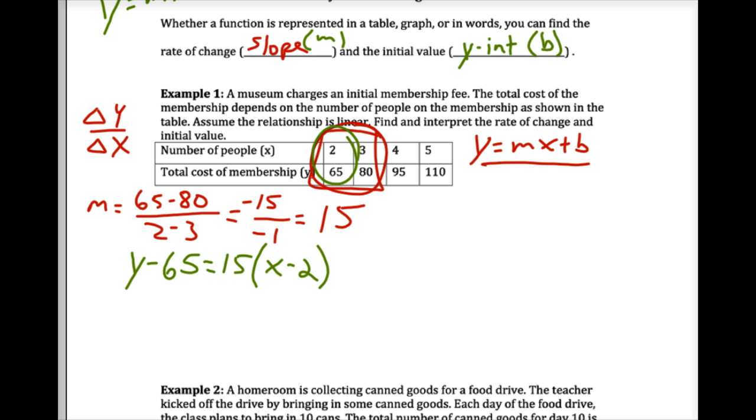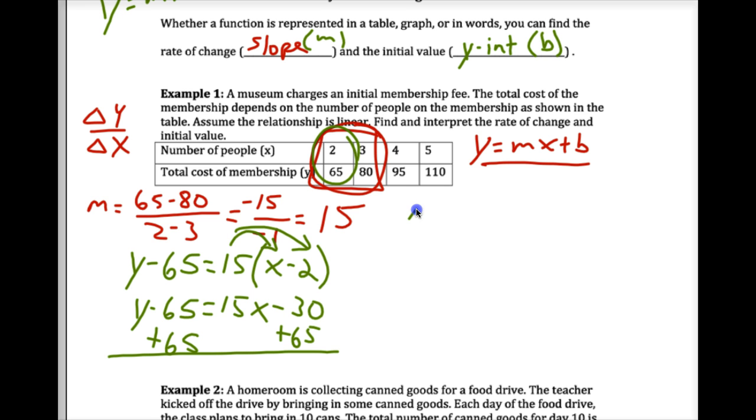We got to solve it for y now. And all we're going to do to solve it for y is distribute our 15, and then add 65 to both sides. We learned that first period, guys. Get your calculators out. The numbers are kind of big today. You have your calculator, get it out, please. Y minus 65 equals 15x minus 30. Add 65 to both sides.